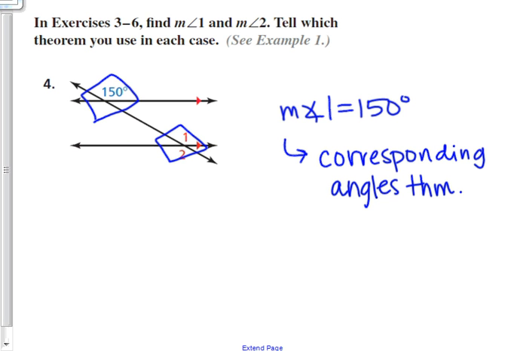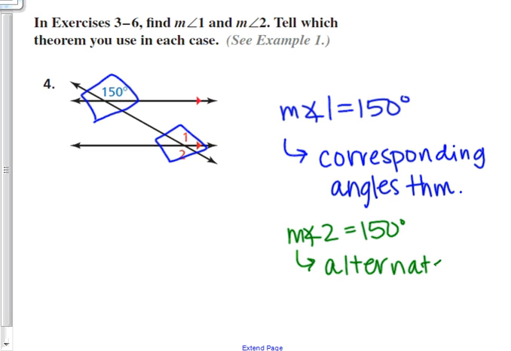The other one is asking me about angle 2. So I know that angle 2 and the 150 degree angle are both exterior angles, but they're on opposite sides of the transversal, so I would consider those alternate exterior angles. Since those lines in the middle are parallel, alternate exterior angles are congruent, so the measure of angle 2 would also be 150 degrees. And I used the alternate exterior angle theorem, abbreviating just a little bit here.